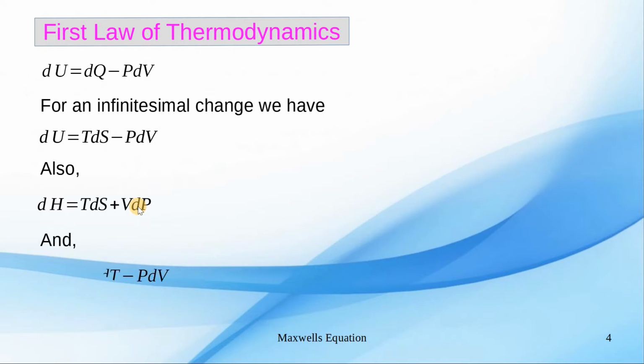And if we add minus d(TS) on both sides of the first equation, that is dU is equal to TdS minus PdV, we will get dF is equal to minus SdT minus PdV, where F is the Helmholtz free energy. Similarly, if we add minus d(TS) on both sides of dH is equal to TdS plus VdP, we will get the differential equation dG is equal to minus SdT plus VdP.